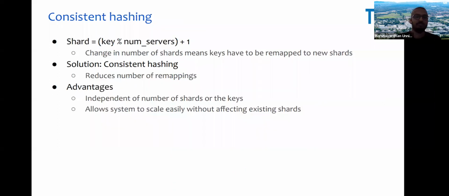However, the problem with the simple hash function we saw in the previous slide is that on addition of even a single new shard to the system, many keys and values will have to be remapped for the hashing function to be valid. The solution to this problem is a technique called consistent hashing, which reduces the number of remappings drastically.